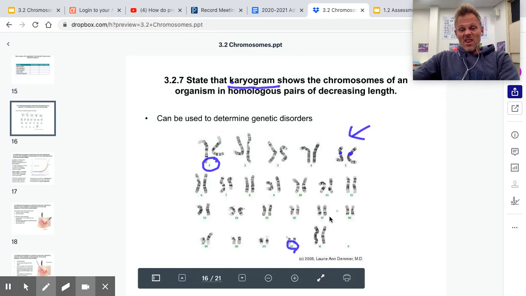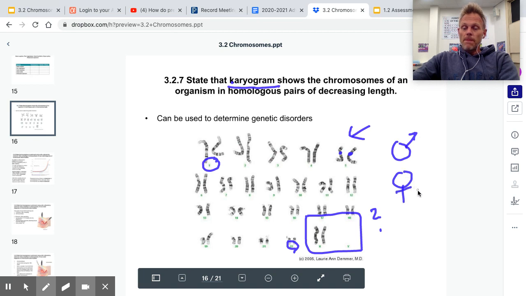There are. So in video 3.2.5, I talked about your sex chromosomes. So there are 2 combinations that you can have here, right? In gender, you can be a male or you can be female. And it's the combination of these chromosomes that determine that.